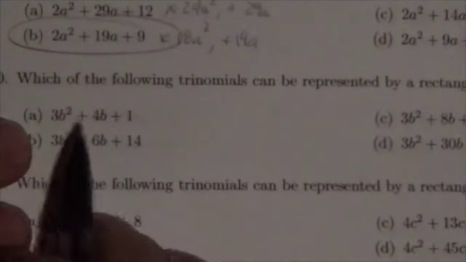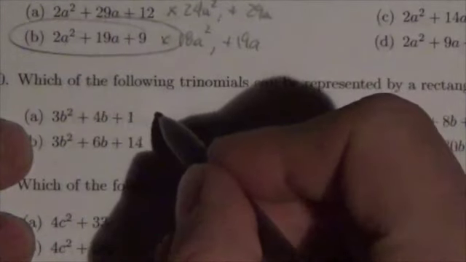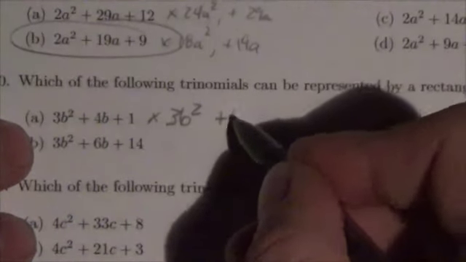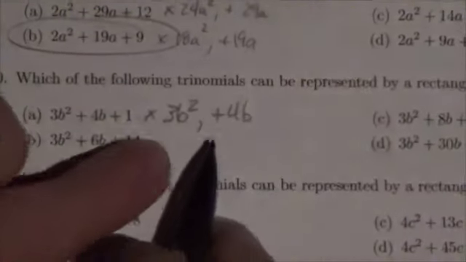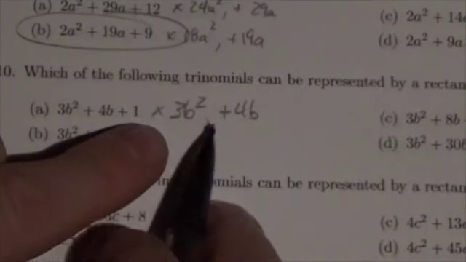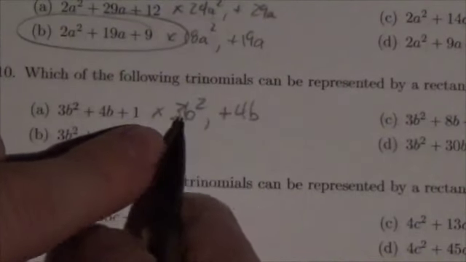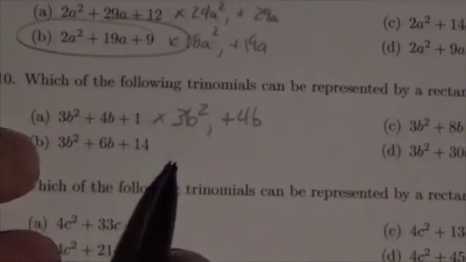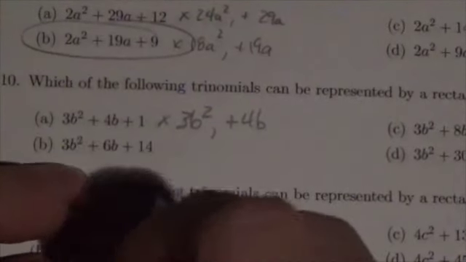If I take 3b squared, multiply it by 1, I'm looking for two values whose product is going to be 3b squared, but whose sum is 4b. And I can think right off the top of my head, that would be 3b and b. So that is a possibility. Now, I don't know if that's necessarily going to work until I actually work it through, but let's check and see what else is going on here.